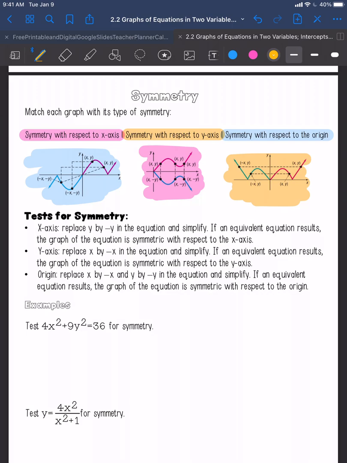So we can test equations for symmetry without looking at the graphs. We're going to do a little bit of both here. So test for symmetry here.